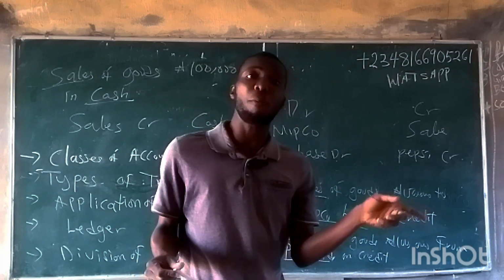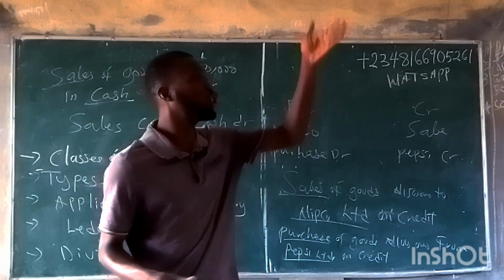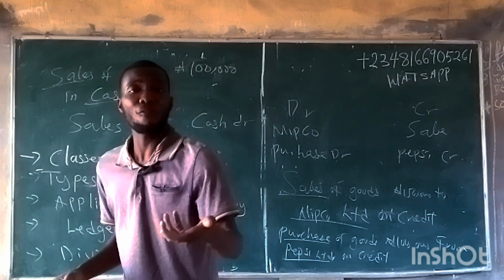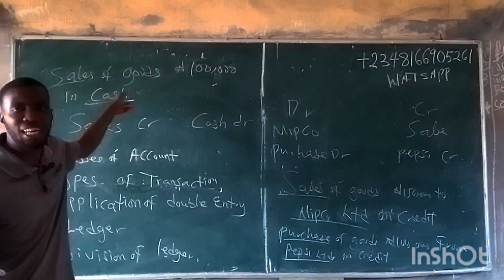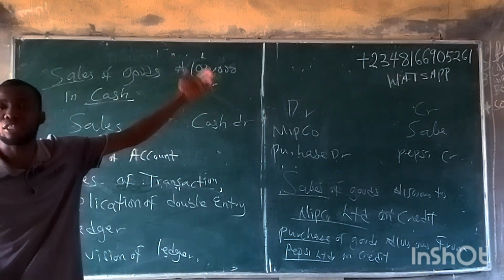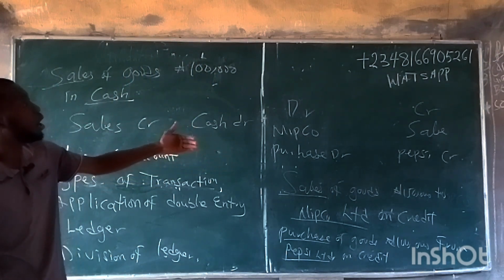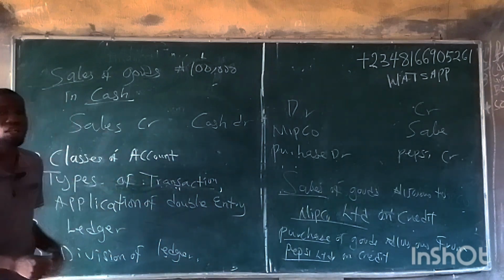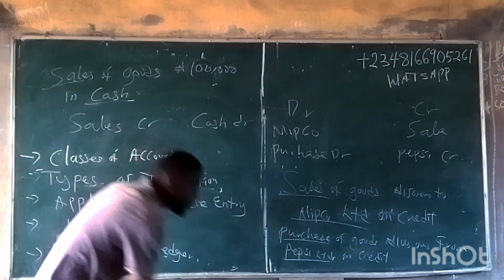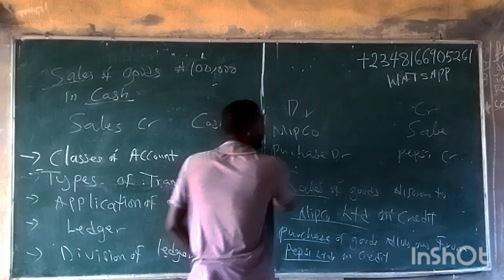If you come back to our previous class, where I said the procedure of how accounts are prepared, where we talked about the source document to the subsidiary book, then to the ledger. Now, how does the ledger look like? A ledger looks like this.